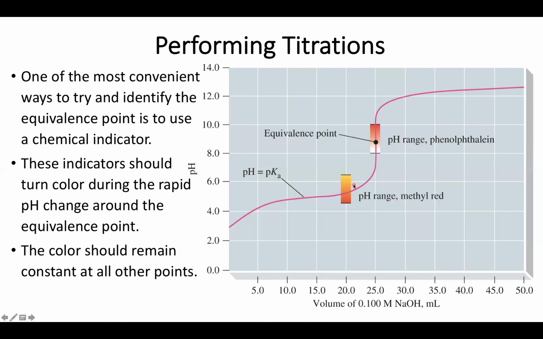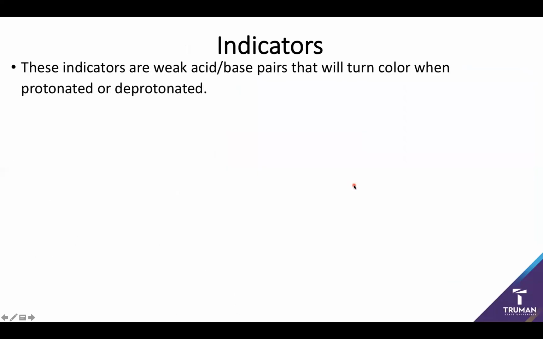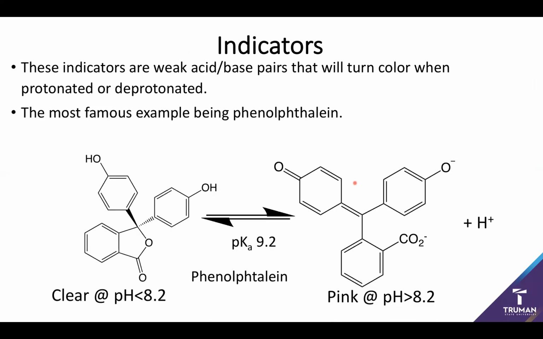So this kind of begs the question: how do indicators actually work? How do they know what the pH is? This actually plays an important role in choosing the correct indicator, because almost all of our indicators are going to be weak acid-base conjugate pairs. So they're going to turn colors when they're all protonated or deprotonated. Let's take a look at the great example of phenolphthalein.